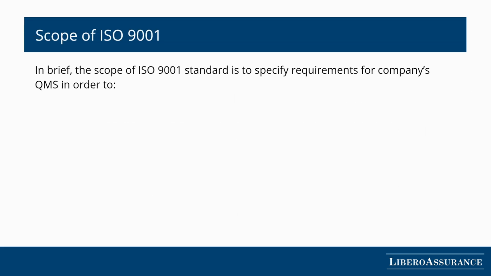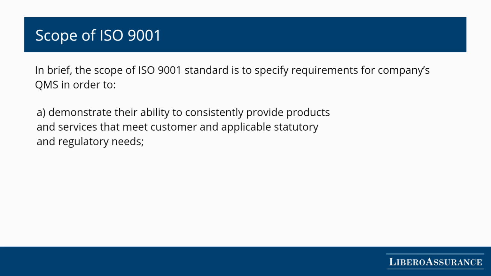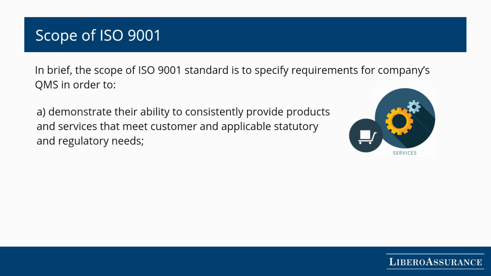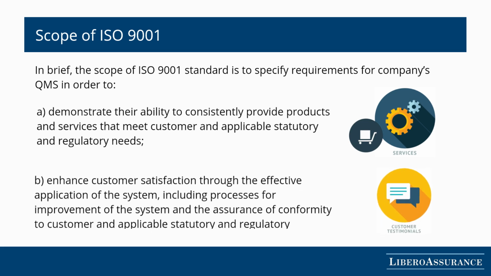In summary, the ISO 9001 standard specifies requirements for a QMS, in order to a. demonstrate the ability to consistently provide goods and services that match customer and relevant regulatory requirements, and b. increase customer satisfaction through the effective application of the system, including processes for system improvement, and assurance of conformity to customer and relevant regulatory requirements.